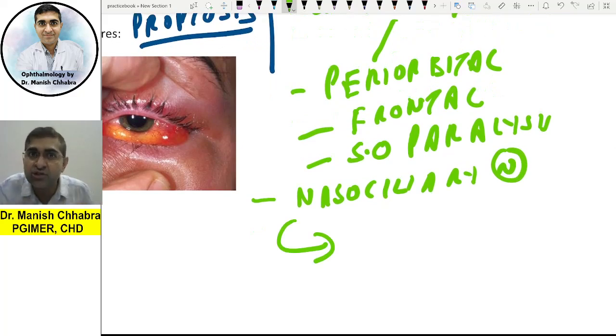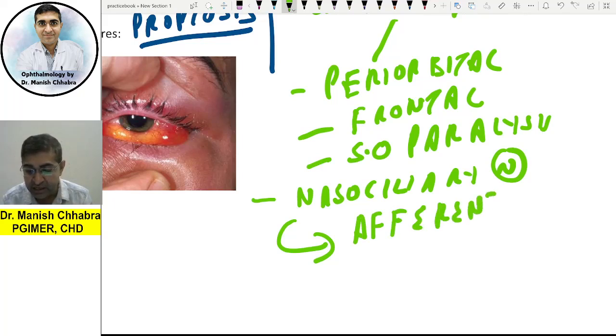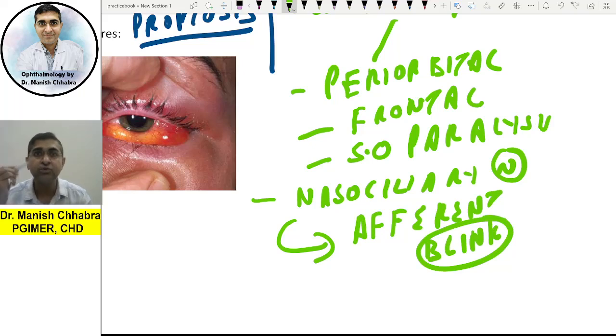Nasociliary nerve, boys and girls, forms the afferent. Any reflex in the body has two pathways, the afferent pathway and the efferent pathway. So the nasociliary nerve forms the afferent of which reflex? Afferent of the blink reflex. Yes. So the blink reflex: you touch a cotton wisp at the temporal part of the cornea, there will be sudden blinking, or any sand particle goes into your eye, you suddenly blink, because the nasociliary nerve forms the afferent and the facial nerve forms the efferent, because there is contraction of orbicularis oculi.